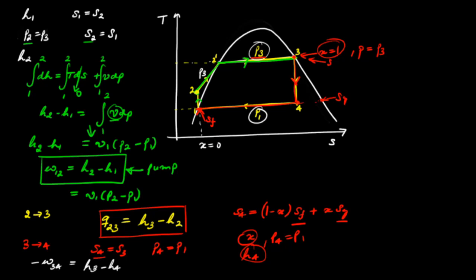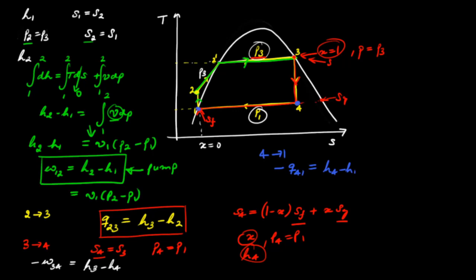And lastly, for the process 4 to 1, heat is being rejected. So if we apply the first law to a condenser, we have the heat that is rejected. So minus Q41 is the heat that is rejected, is equal to H4 minus H1.